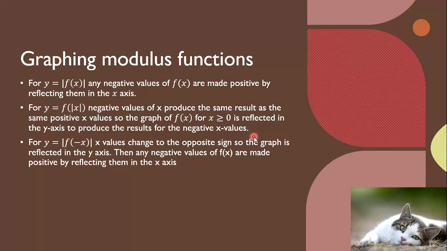So for y is equal to the modulus of f of minus x, x values change to the opposite sign, so the graph is reflected in the y-axis. Then any negative values of f of x are made positive by reflecting them in the x-axis.